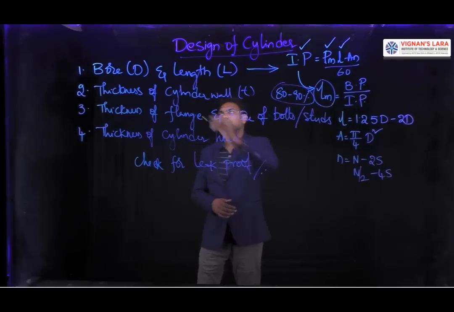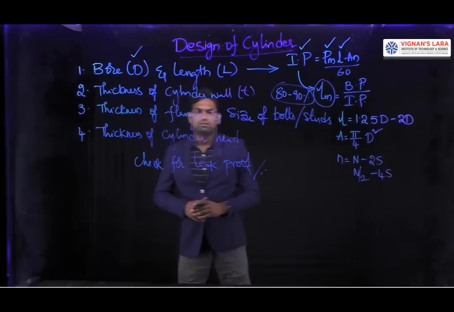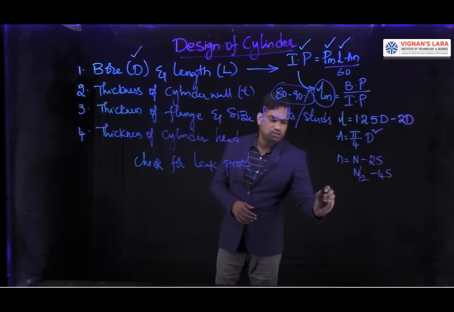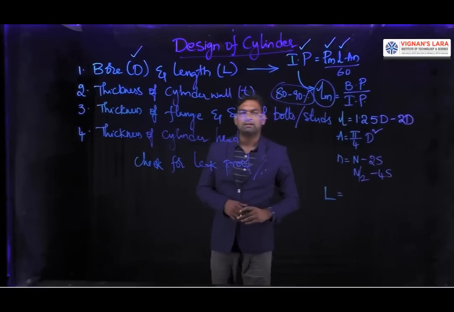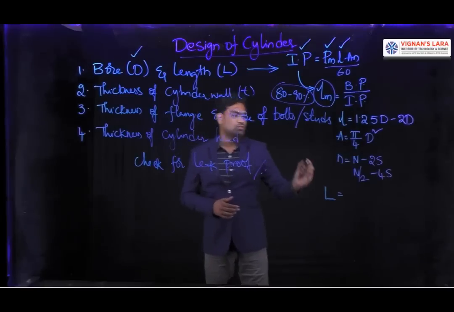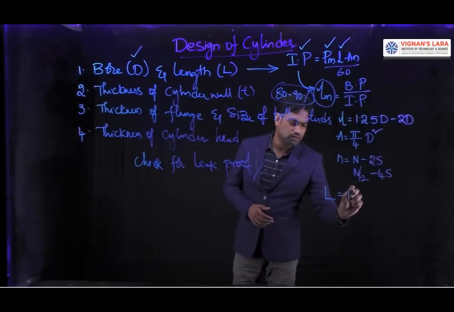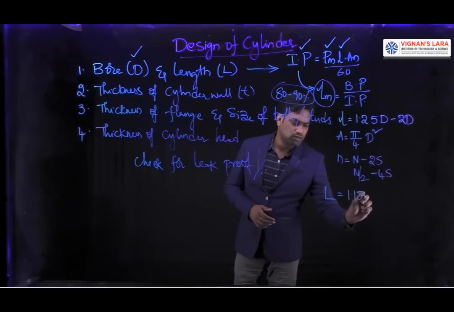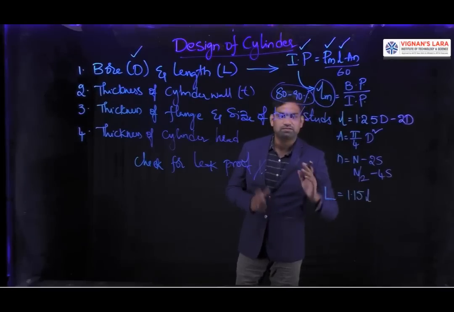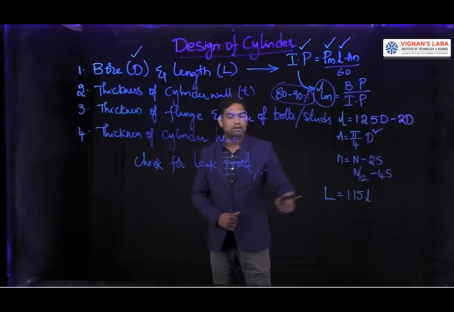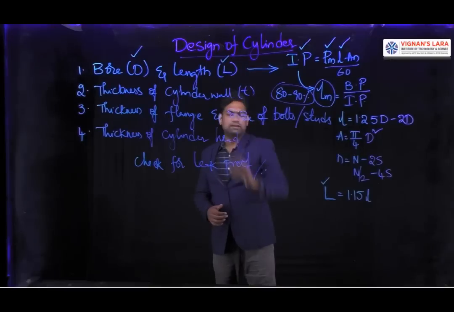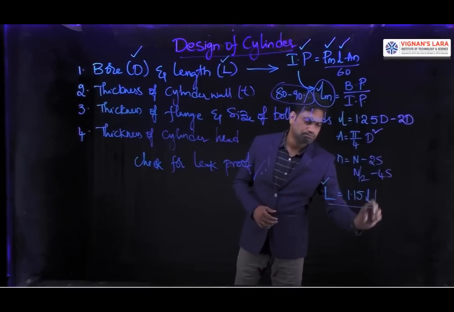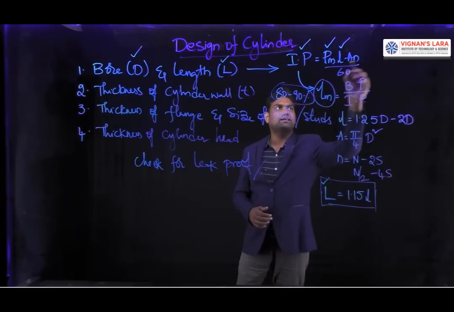So after calculating the cylinder bore, capital D, we need to calculate the length of cylinder. The total length of cylinder is given by the stroke length plus 15% of the stroke length, which is taken as clearance volume. So length of stroke plus 15% of stroke length is given as the total length of cylinder, that is 1.15 times L. Clear?